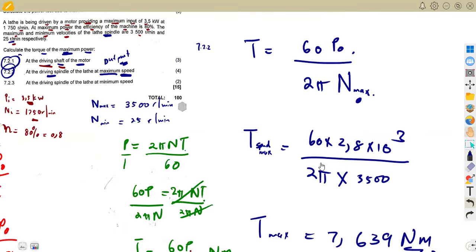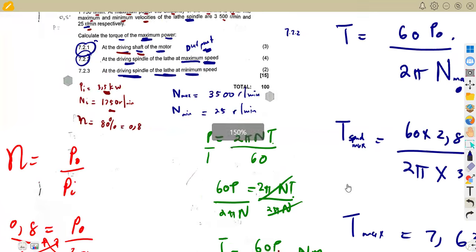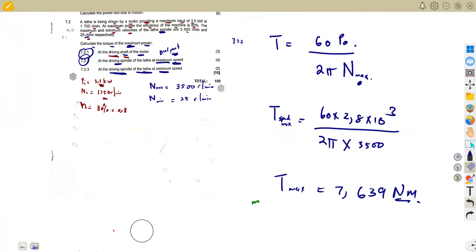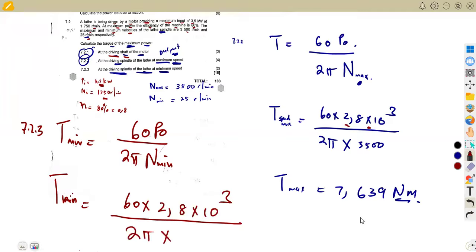So it was the same approach that you're using on 7.23. They still want the same at the driving speed, but now it must be at minimum speed. So we are still going to use the same, but this time it is at minimum speed. So for 7.23, we're going to have T at minimum speed. That means we're going to have 60 times the output power over 2 pi times the minimum speed. We substitute the output power: remember, it was 2.8 times 10 to the power of 3, everything over 2 pi times the minimum speed.